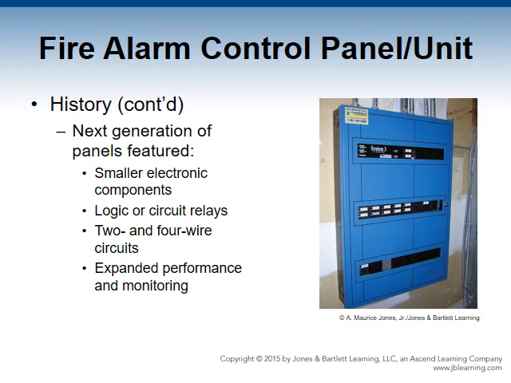The next generation panels featured modular equipment with smaller electrical components, logic or circuit relays, 2- and 4-wire circuits to support the initiating devices, and expanded performance and system monitoring. The 4-wire systems are more reliable because they allow for 2 wires to power the device and 2 to initiate the alarm. In other wiring configurations, a break in a wire could cause device failure. With this 4-wire system, one break will not disable the entire device.